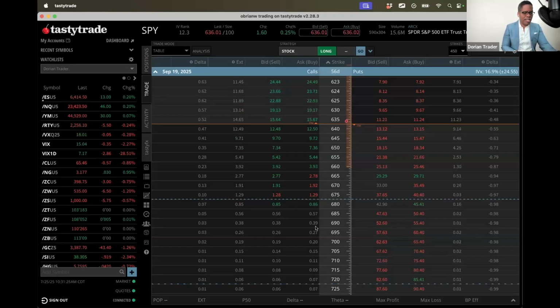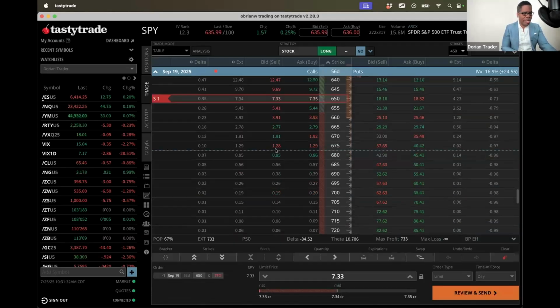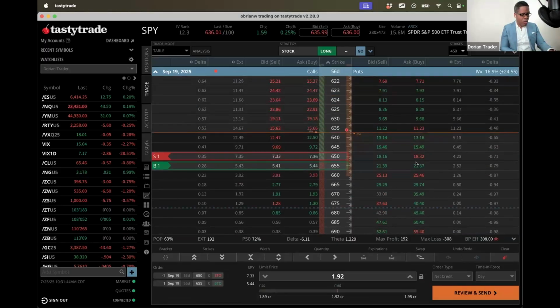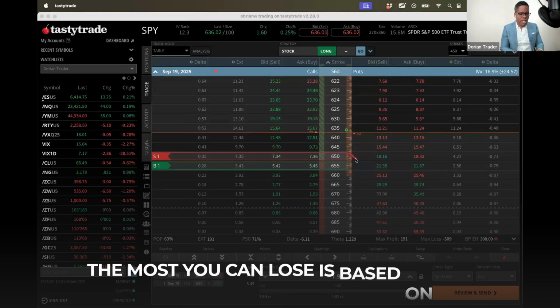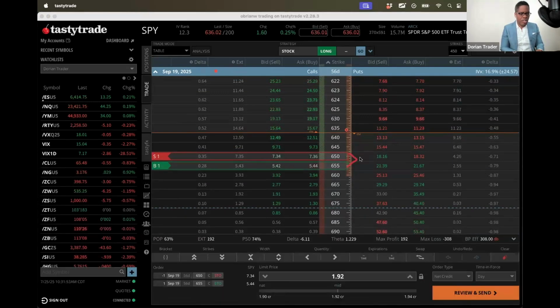So if I go here and I just say, I'm going to sell this 35 delta. I usually want to be at around the 30, but I just go with this 35 delta here. I sell this 35 delta call spread. When you're selling a call spread, the most you can lose is based on the width of the spread. So this is a 5-point wide spread, and it's $100 per point for stocks. So it's 5 times 100. The most you can lose here is $500 if it went up and you were only doing this bear call spread here.